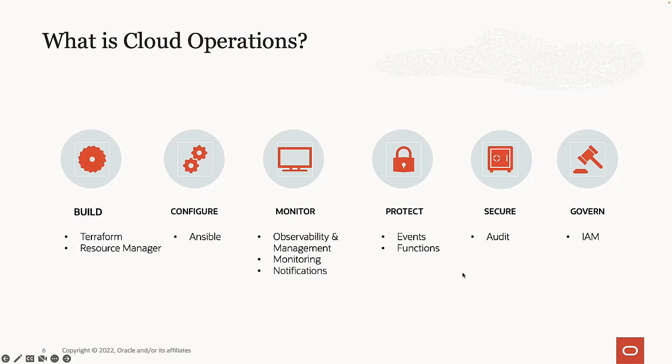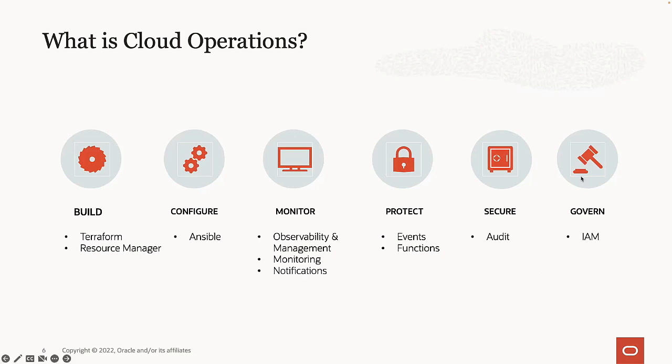Also, based off of that, you're going to want to protect those resources either through actions such as using the event service or utilizing Oracle Functions to automate some of those actions to help you protect and react to things that could be happening within your tenancy. And securing it, we'll go over the audit service at the end too. We want to see what's actually happening. What are users doing? What are the actions that have been taking place within your tenancy?